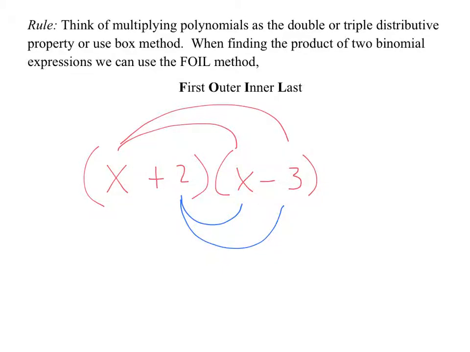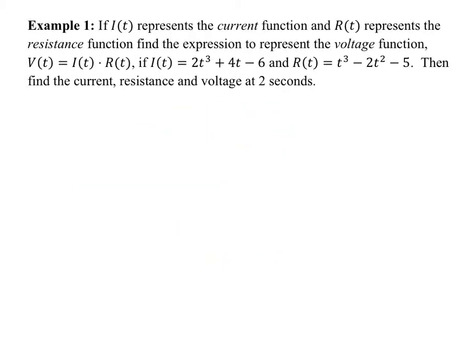All right, so let's take a look at this. If the current function I of t is represented by the following, and R of t represents the resistance function, then find the voltage using Ohm's law, V equals IR. So in an electric circuit, the voltage across its terminals is equal to the current times the resistance in the circuit. So if we have a current function I of t and a resistance function R of t, come up with the voltage function itself. And then find the voltage at 2 seconds.